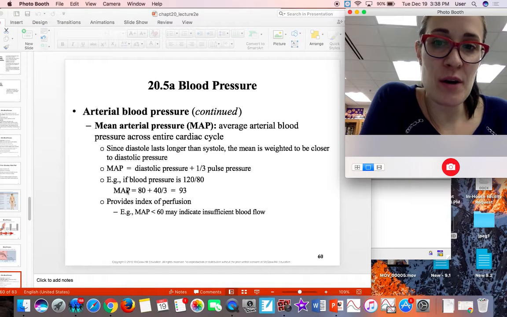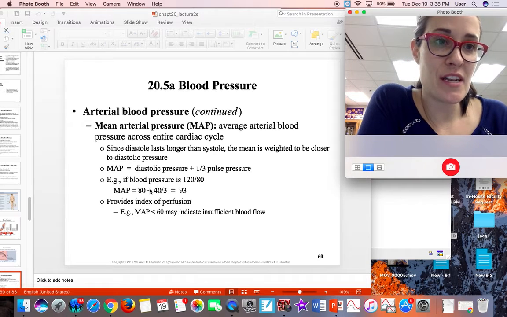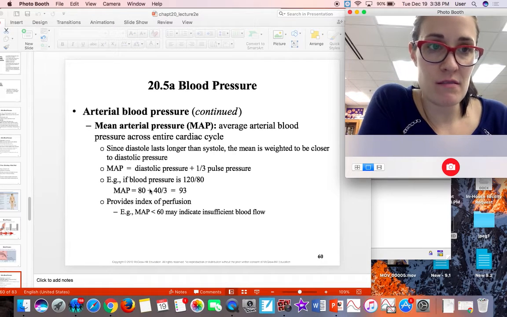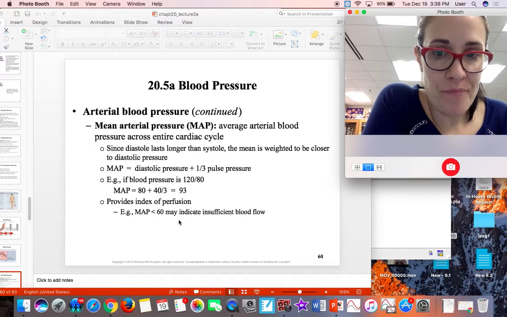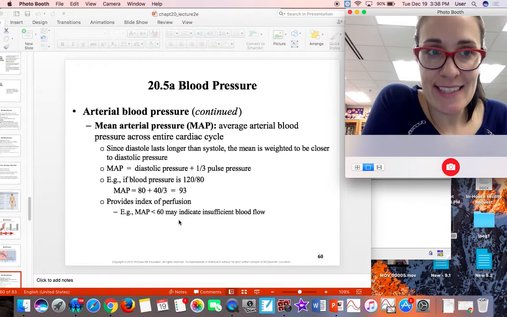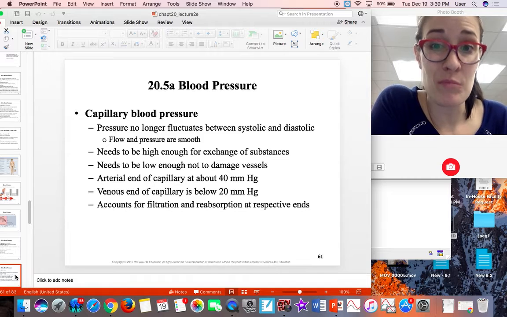I'm not worried about you remembering the math here. I'm more interested in you remembering what kind of diagnostic tool that number will give you. It tells you how well the blood is getting to the tissues in your body. If that mean arterial pressure is less than 60, that could indicate that your body is not receiving adequate blood.